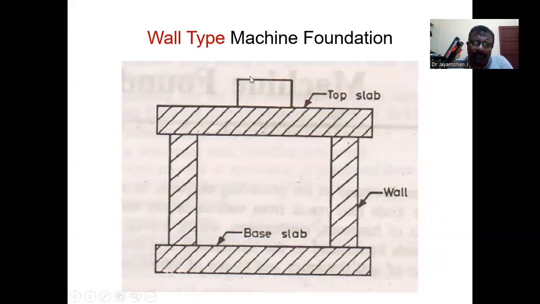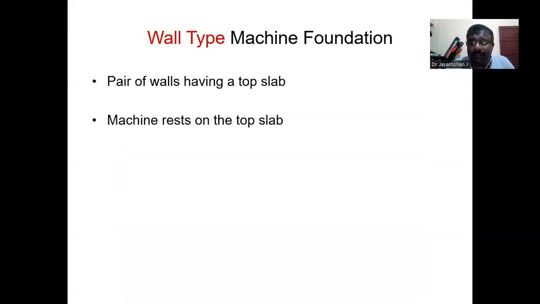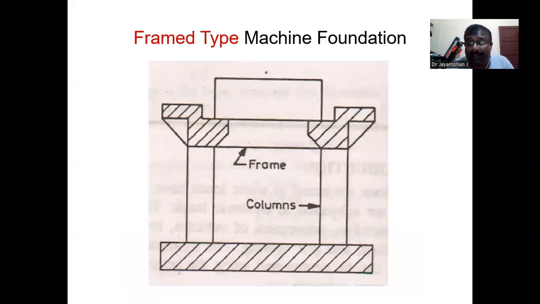These types of foundations are provided for functional reasons. Sometimes the operator may have to go beneath the machine to operate it, or for doing maintenance. The maintenance engineer has to inspect the machine from below. In such cases, for some functional reasons, we may require a wall type of foundation. Then the fourth one is a framed type.